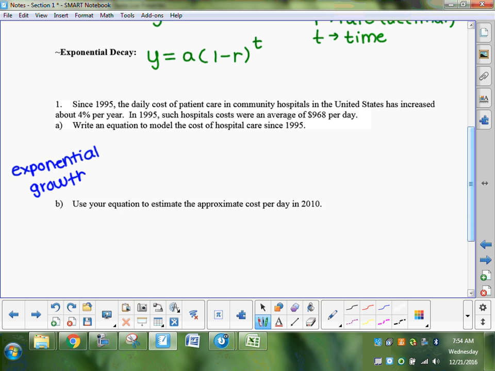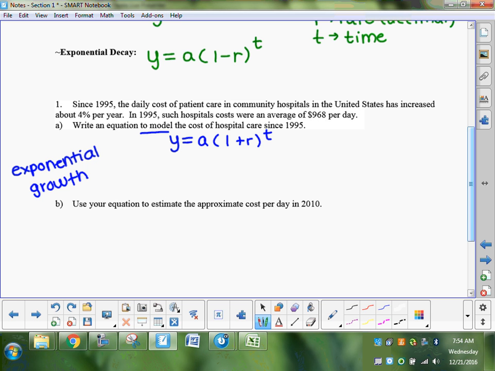Now, it's important to understand, you've got to answer the questions that are asked. First one up, write an equation to model the cost of the hospital care. Now, normally our growth model is going to be y equals a. In this case, since it's growth, it would look like this.